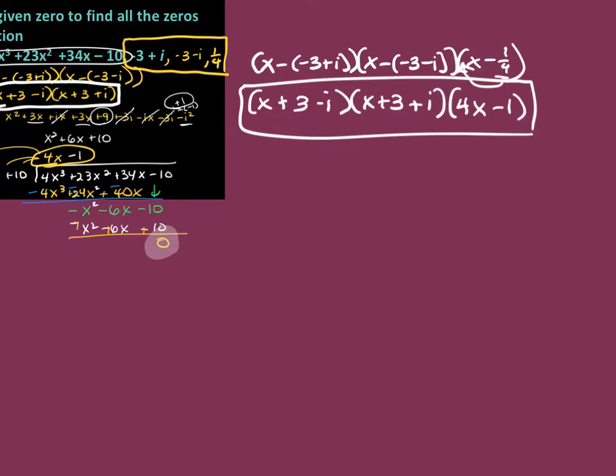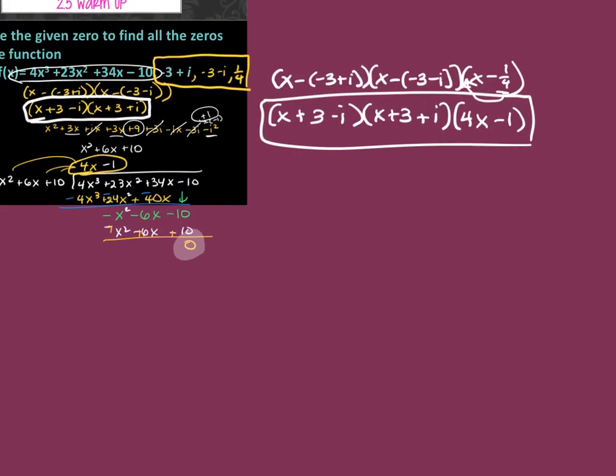There were some people that chose to do synthetic division with that negative 3 plus i on the outside. It works. You just have to do synthetic division twice. Sometimes it gets messy, but that's certainly an option.